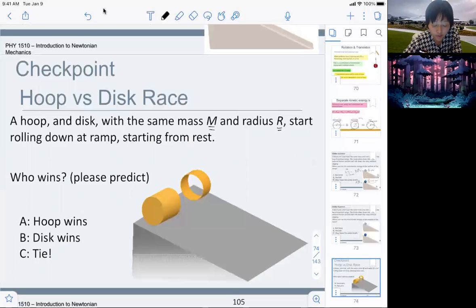Now you release both of them from the same height, and which one will win the race? Meaning, which one will reach the bottom first? Which one goes down first is the one that wins the race. So I'm going to let you go ahead and predict, even if you may have already done this. Why don't you go ahead and predict and cast your vote? And then we can take a look at a demo, okay?